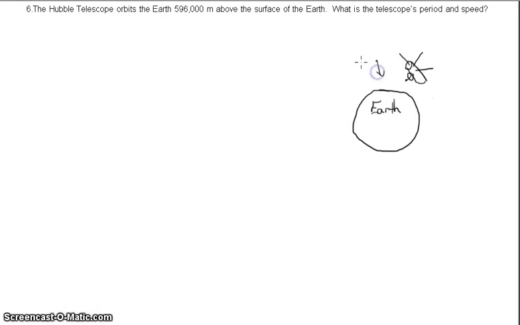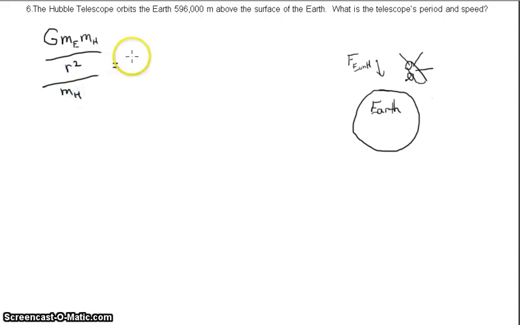Okay, we know that the force of the Earth is pulling the telescope, the Hubble. So if we look at this, Newton's second law will tell us that the gravitational interaction of the Earth and the telescope, divided by the mass of the telescope, will equal the circular acceleration, since it is orbiting in roughly a circle around the Earth. Alright, and solving for the speed and the period, we can start dividing things out here.